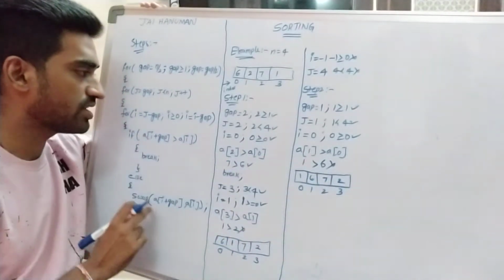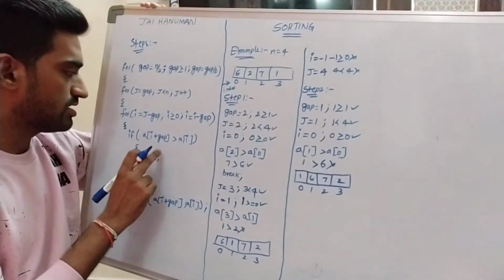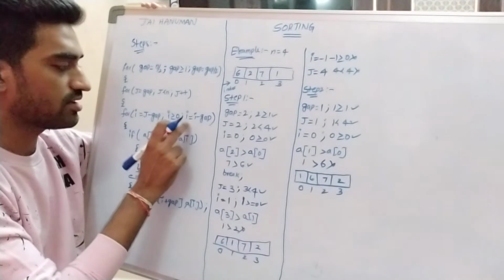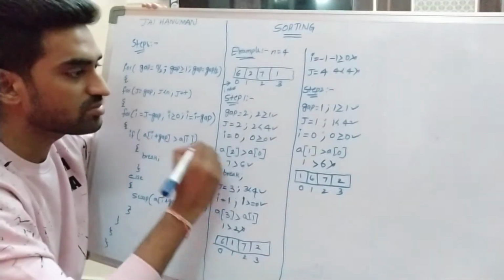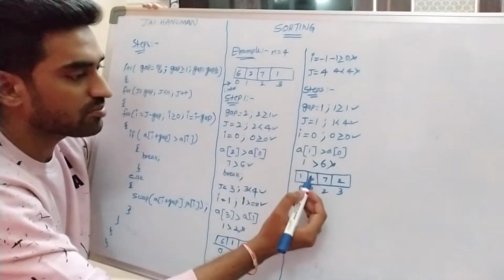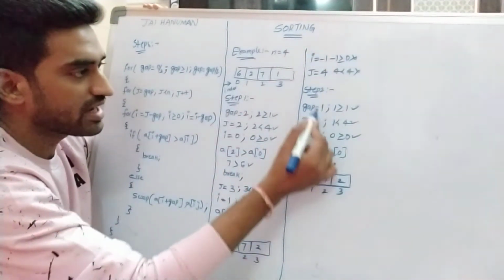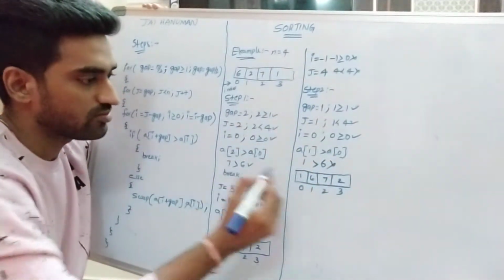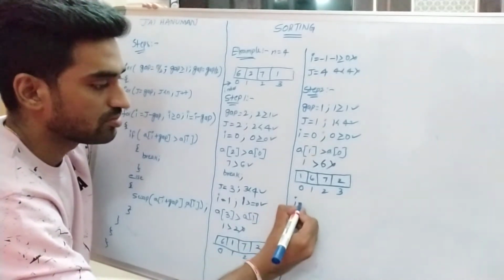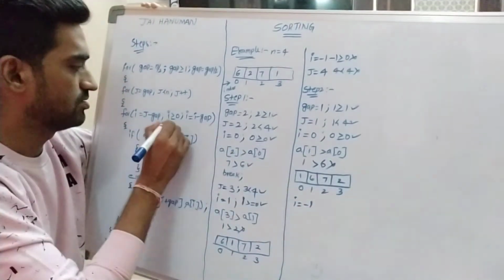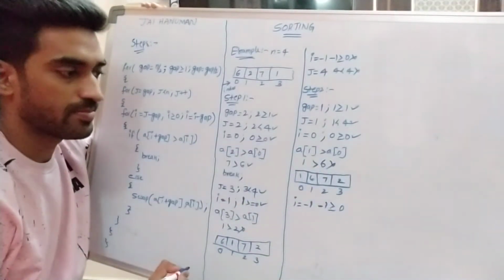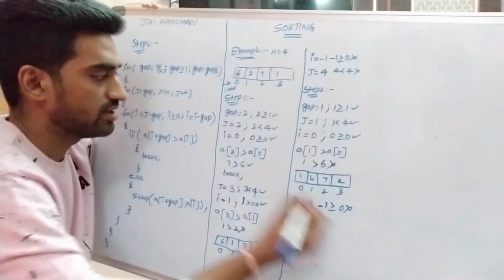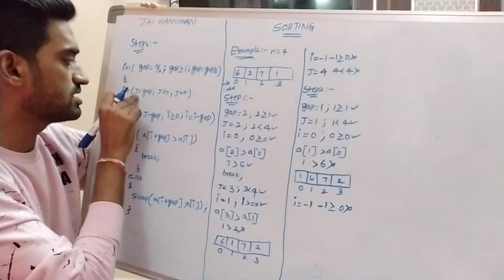After completion of this execution, we check the i value. How do we calculate the i value? i is equal to i minus gap, 0 minus 1, so i is equal to minus 1. Minus 1 greater than or equal to 0 is a failure, so the control is passed to the outer loop.